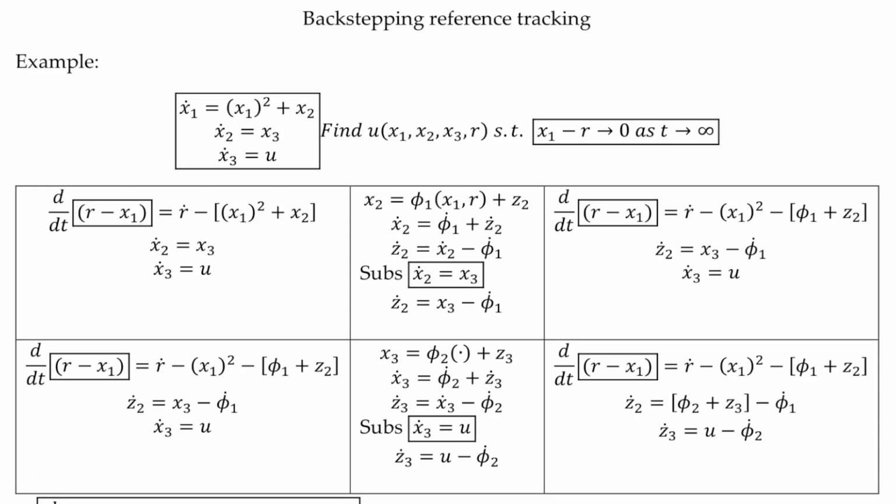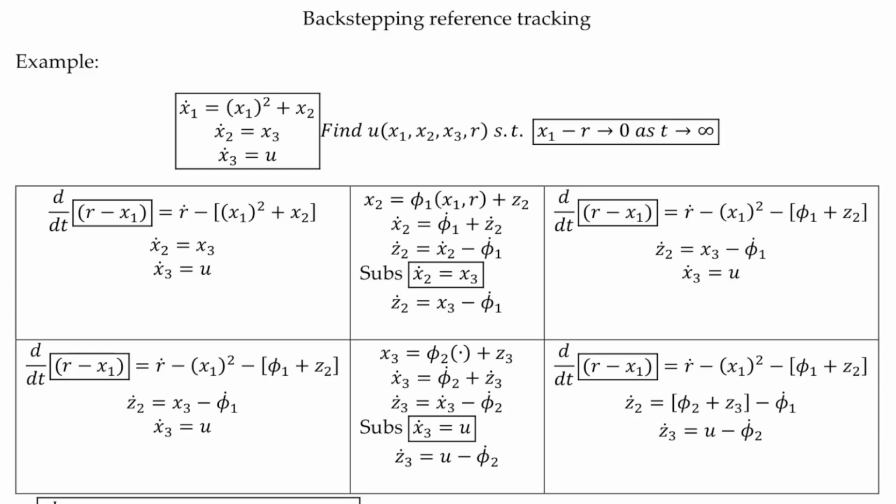Okay, so let's go through some examples, and this is our problem. What we want is to find a control law such that the x1 signal, the dynamics are stated here, is going to converge, or rather we will also have a reference signal. We will supply it, and the error between the x1 signal and the reference goes to 0 as t goes to infinity, meaning asymptotically.